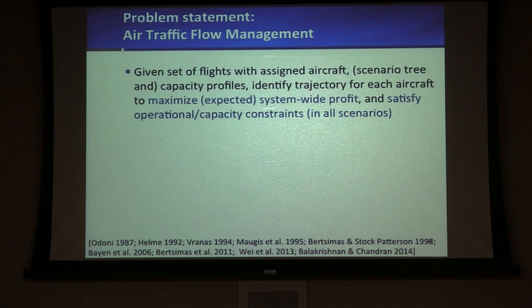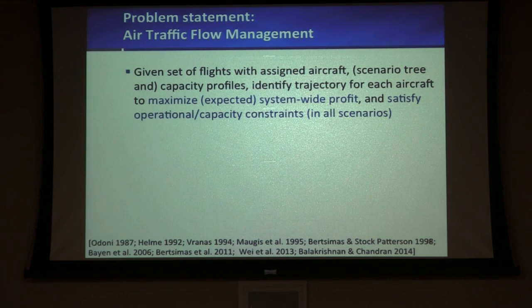So the simplest deterministic version would be, I have a set of flights. I know which aircraft is scheduled to fly those flights. I know what the capacity is likely to be. I would like to find a plan for every single aircraft. I'd like to identify a trajectory, by which I mean I'd like to know when to take off, what route to fly, where, how fast I fly on different regions of airspace, when I come in and how I land, in order to optimize, maximize some benefit, right? Minimize some cost or maximize some benefit, or maximize the difference between how much revenue I'm getting and how much I'm spending, and so on.